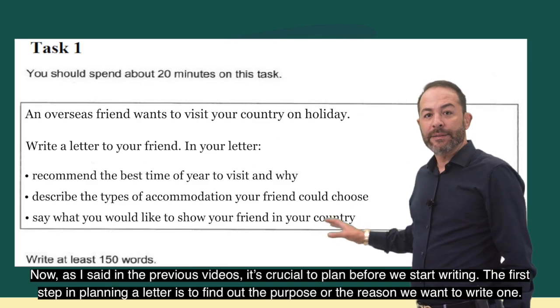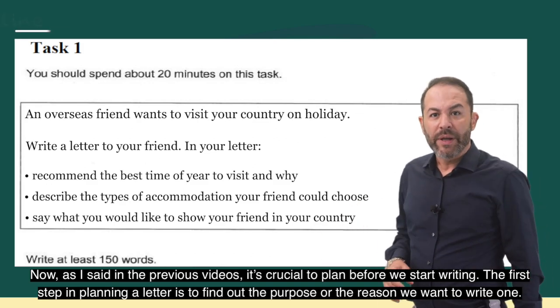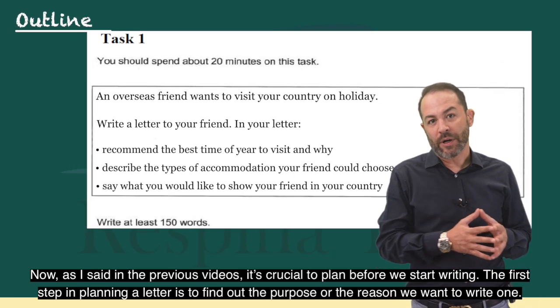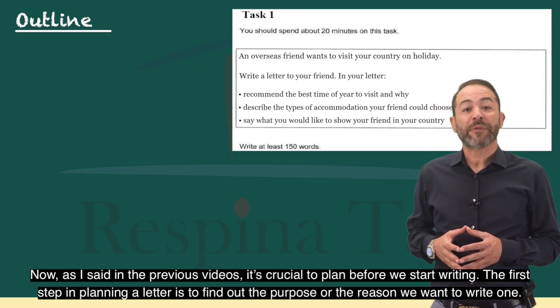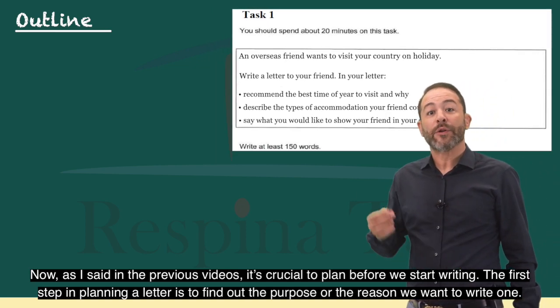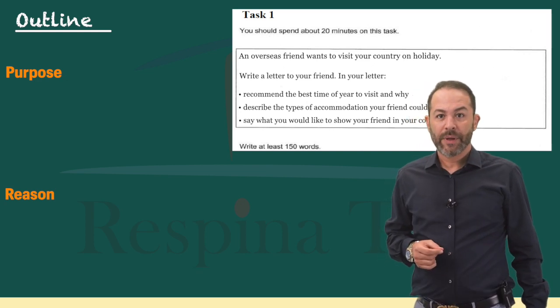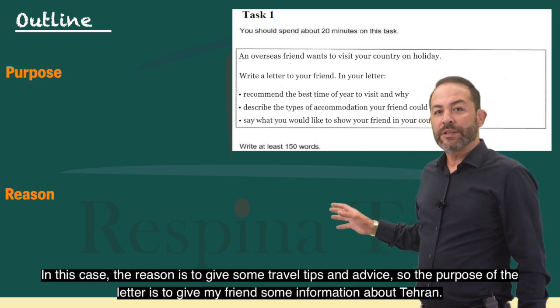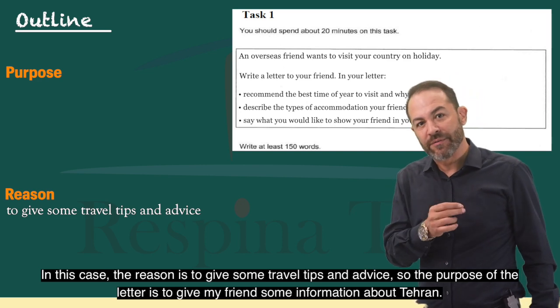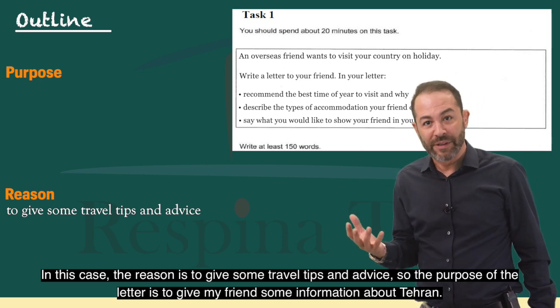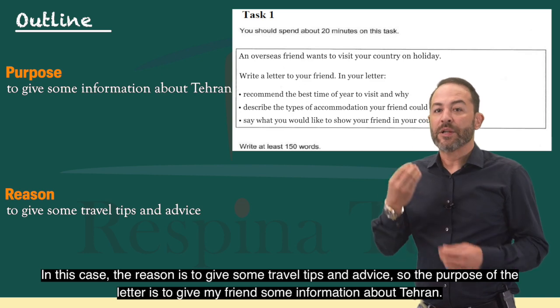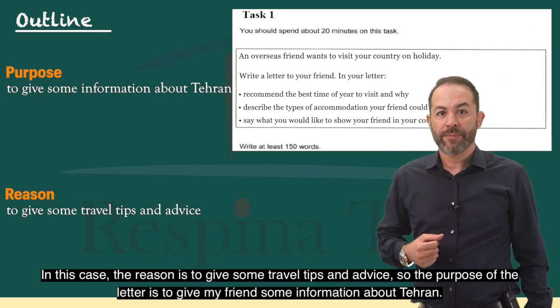Now, as I said in the previous videos, it's crucial to plan before we start writing. The first step in planning a letter is to find out the purpose or the reason we want to write this letter. In this case, the reason is to give some travel tips and advice. So the purpose of the letter is to give my friend some information about Tehran.